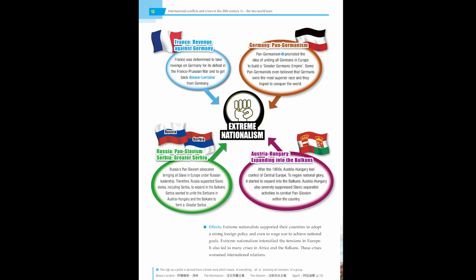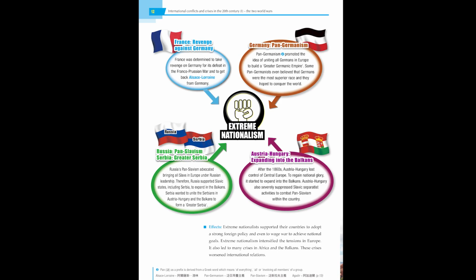Examples of extreme nationalism. France. To revenge against Germany. France was determined to take revenge on Germany for its defeat in the Franco-Prussian War and to get back Alsace-Lorraine from Germany. Germany. Pan-Germanism. Pan-Germanism promoted the idea of uniting all Germans in Europe to build a greater Germanic empire. Some Pan-Germanists even believed that Germans were the most superior race and they hoped to conquer the world.